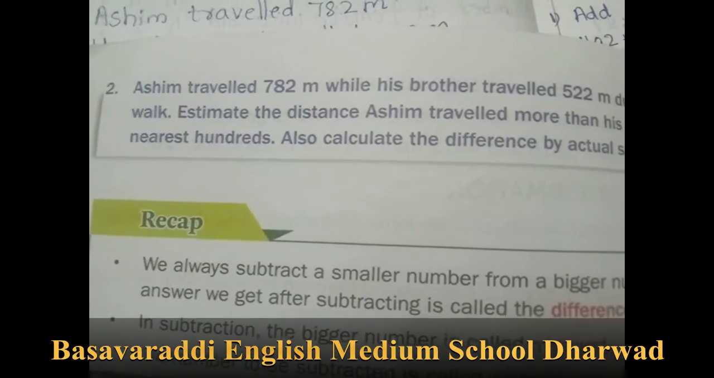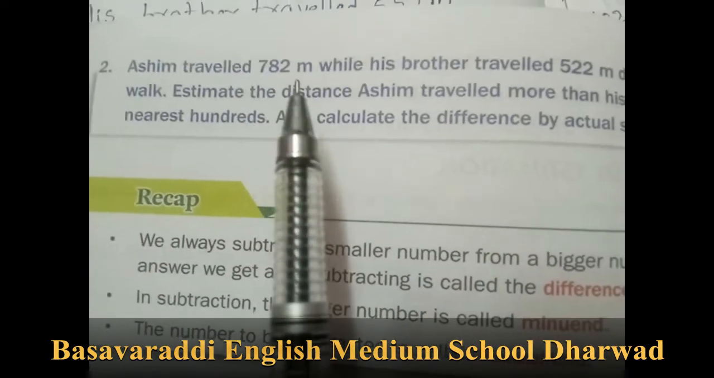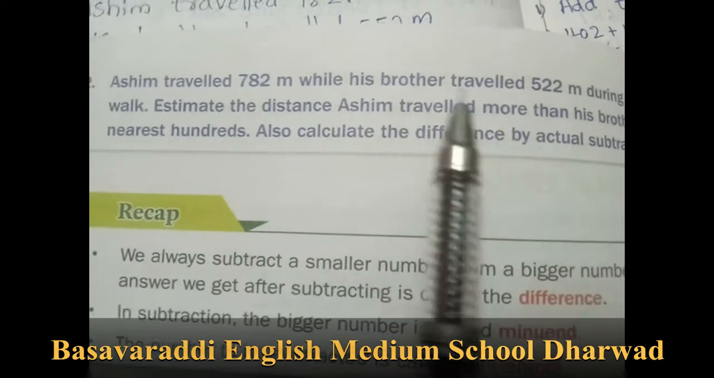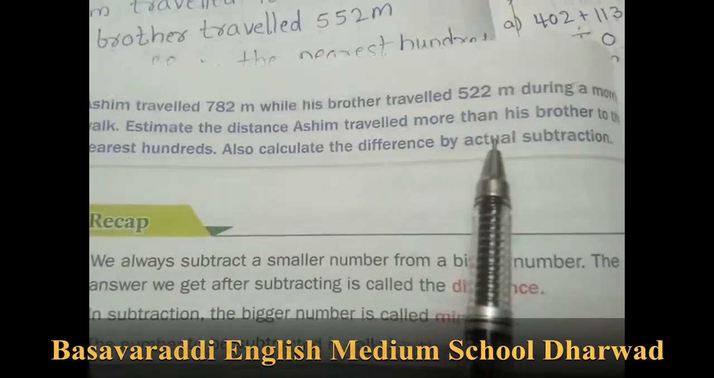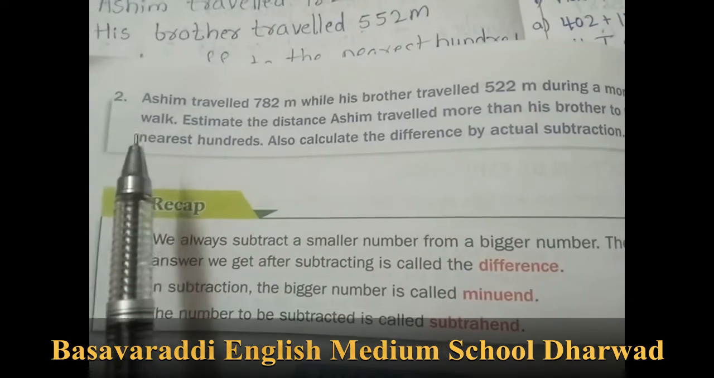So Asim traveled 782 meters while his brother traveled 522 meters during the morning walk.